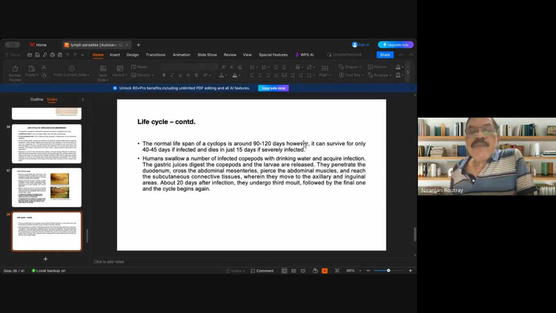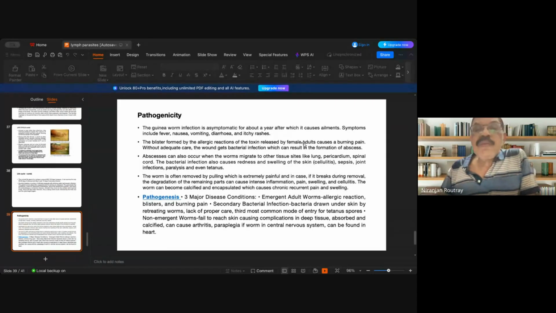Gastric juices digest the copepod, but this will have no effect on the larva. Our gastric juice is present in the stomach, and the larvae are released. These larvae penetrate the duodenum, cross the abdominal mesenteries, and somehow reach the subcutaneous connective tissue, where they move to the axillary and inguinal areas. About 20 days after infection, they undergo a third molt, followed by the final one to become the adult condition to continue this cycle. Now, what is pathogenicity?